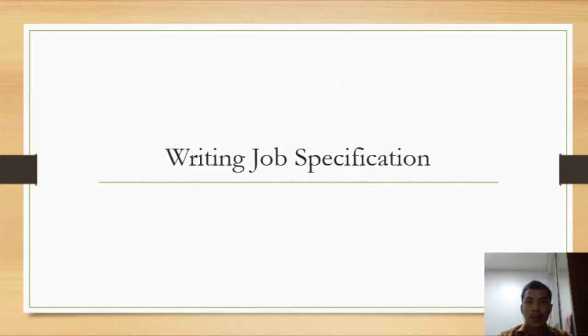So let's start with writing job specification. Writing a job specification for employees is relatively straightforward. Here you must specify qualities such as physical traits, personal interests, or sensory skills that imply some potential for performing the job or for trainability.